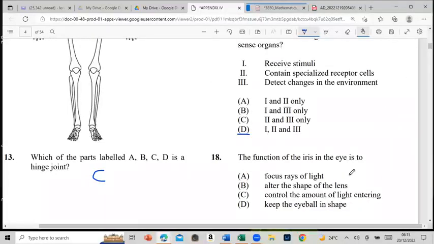Prepare for your exam. The function of the iris in the eye is to A, focus the rays of light. B, alter the shape of the lens. C, control the amount of light entering. Now that are the pupil. D, keep the eyeball in shape. Control the amount of light entering the eye.